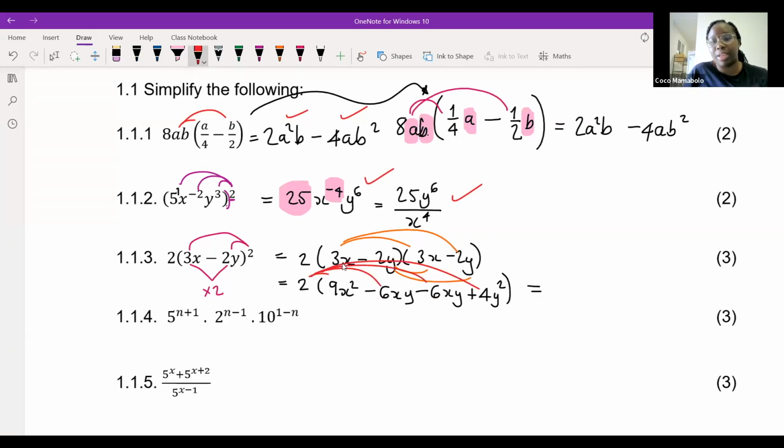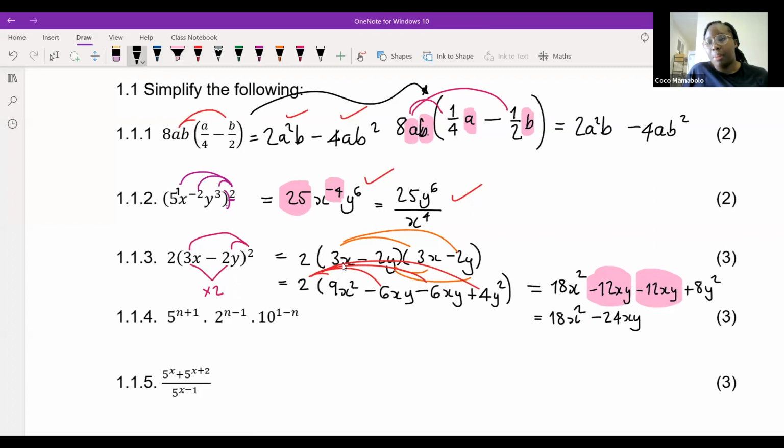distribute the 2 into the bracket, and that's going to give us 18x squared minus 12xy minus 12xy plus 8y squared. Now, these two things are like terms. The -12xy and the -12xy are like terms. So we're going to add them together. I'm going to get 18x squared minus 24xy plus 8y squared. Okay. Now, if you did the shortcut over here, it would immediately take you to the thing that you need.